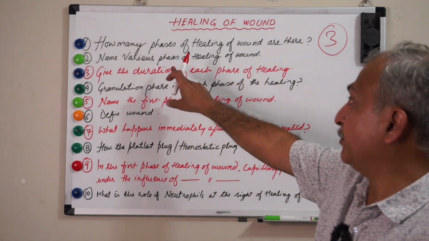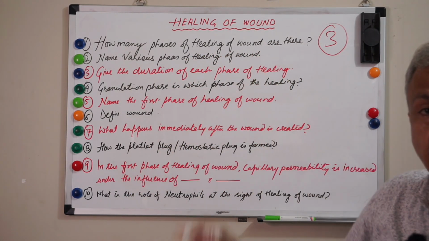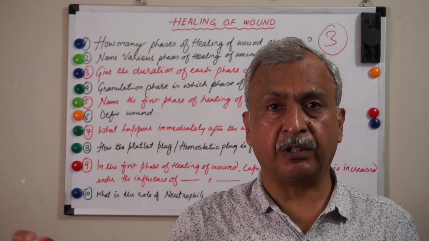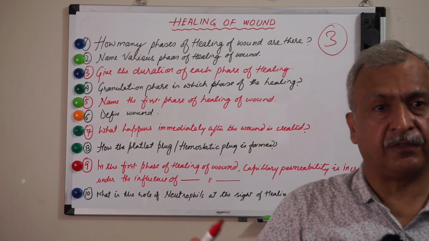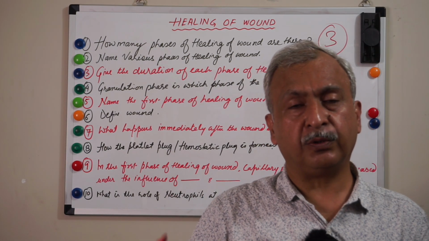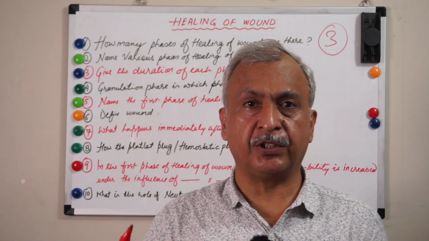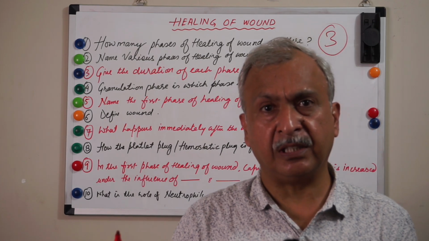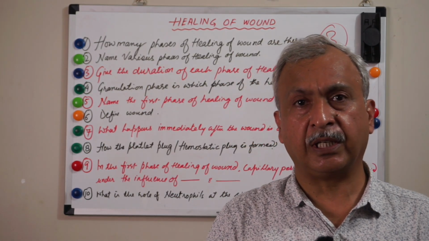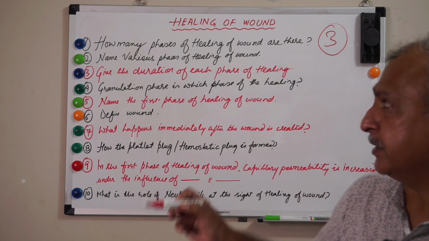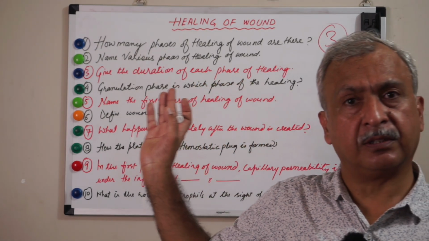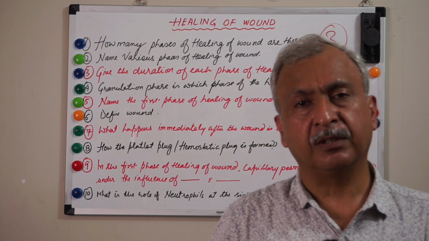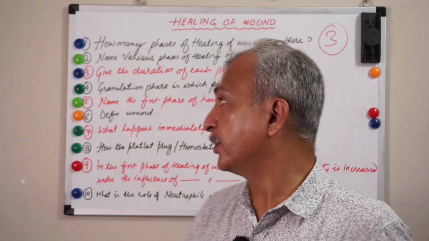Now the next question: name the various phases of the healing. Now you have to name phase 1, phase 2, phase 3. Phase 1 is your inflammatory phase, when all the features of inflammation are present. Phase 2 is your granulation phase, when the granulation tissue is forming. And phase 3 is scar formation, when the wound has healed, granulation tissue is also gone and only the scar is present. And this scar, that is the last stage, keeps on modulating according to the tension put over the scar tissue.